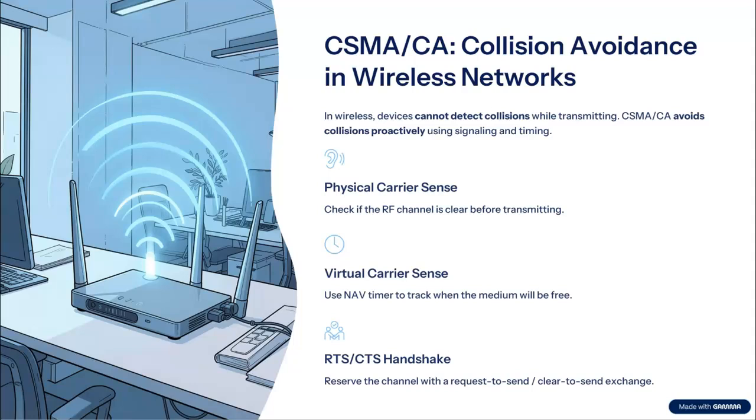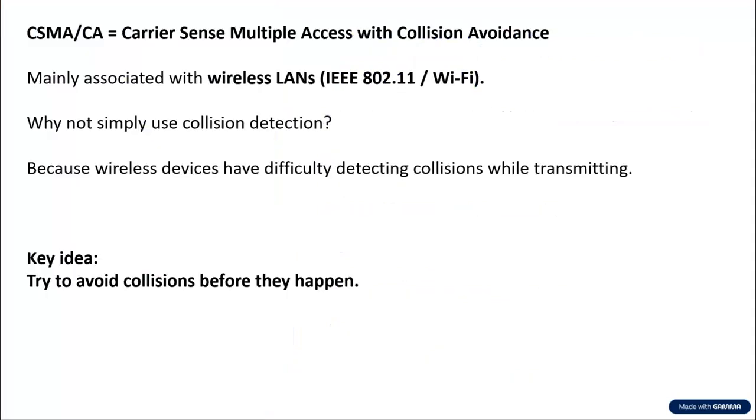Number 1. Physical carrier sense. Check if the RF channel is clear before transmitting. Number 2. Virtual carrier sense. Use NAV timer to track when the medium is free. RTS/CTS handshake. Reserve the channel with a request to send, clear to send exchange. Let's talk about this in detail.